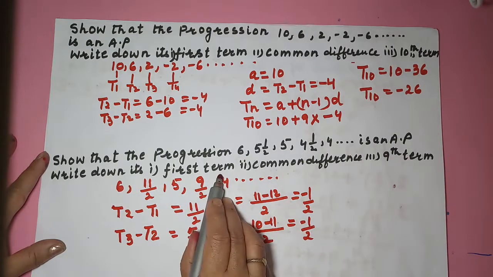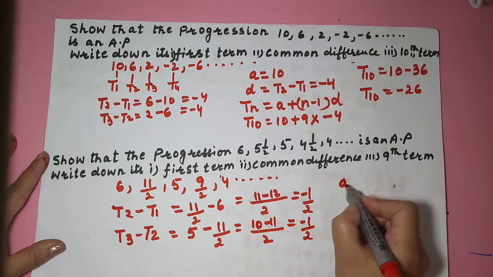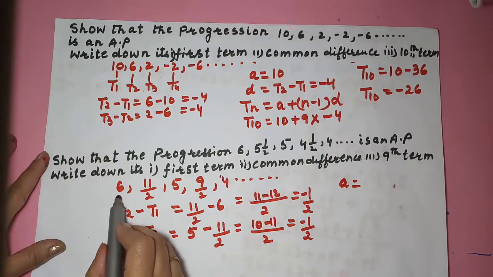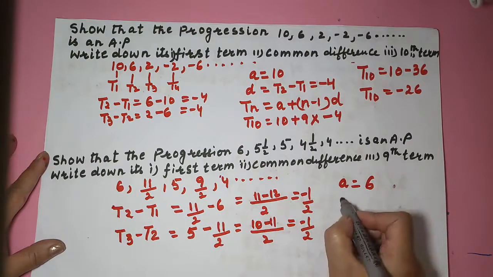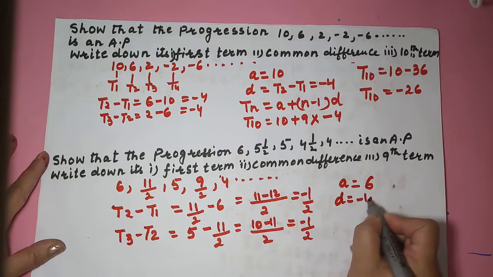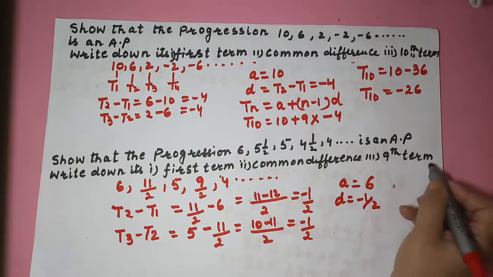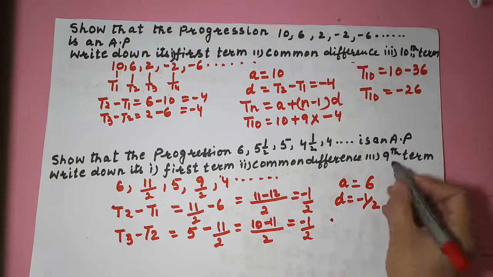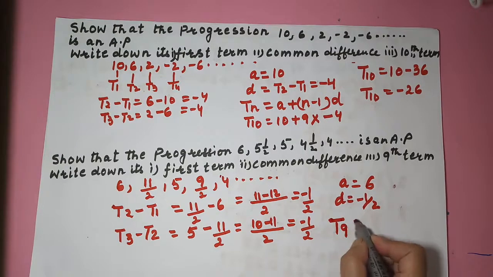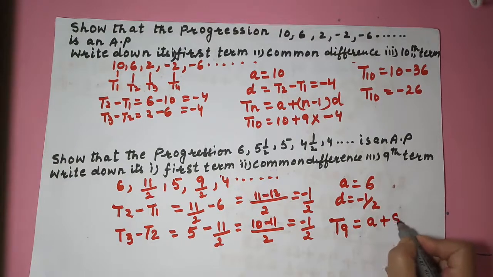Now he wants us to write its first term. So what is its first term? Its first term is 6. So A is 6. What is the common difference? We have calculated that. So D is minus half. Now he wants us to calculate the ninth term. So how do we calculate it? T9 will be equal to A plus 8D, right?